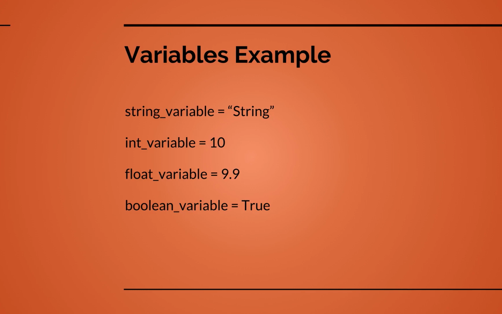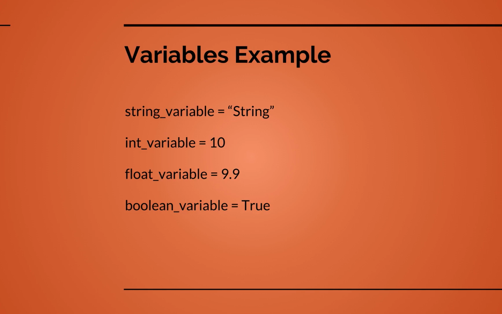We could have an integer variable. That whole number again is an integer. We have that float variable underneath. That's 9.9. It's a decimal number, therefore it's a float. And then we have the Boolean variable, which is just equal to True. So if it's not true, then it's false. It has to take on one of those two.